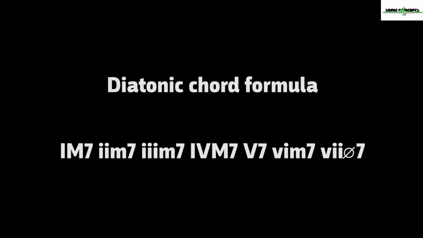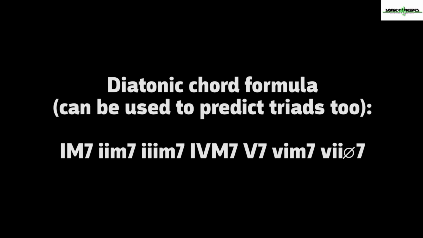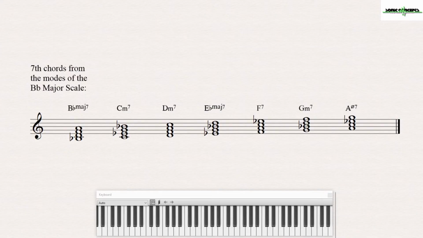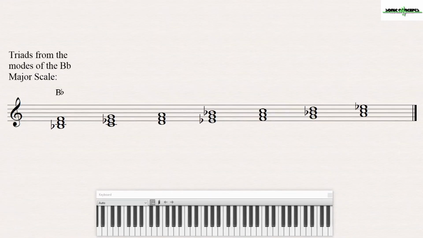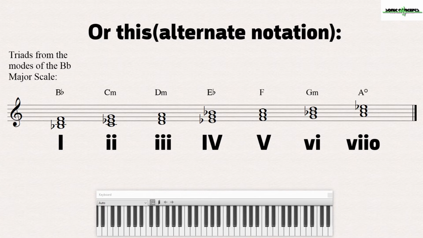This diatonic chord formula, my own terminology, for the major scales can also be used to predict the triads from a given major scale by simply removing the seventh from each chord and figuring out the resulting triads. Let's do this now. The resulting triads are major, minor, minor, major, major, minor, and diminished, which can also be notated with Roman numerals. Incidentally, these diatonic chords can also be referred to by their formal academic names.